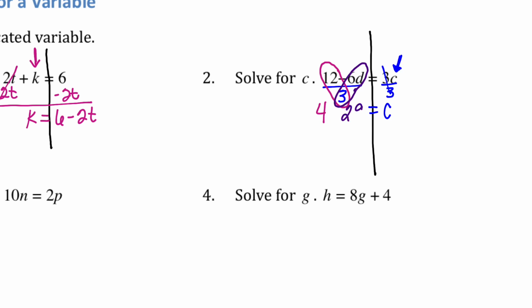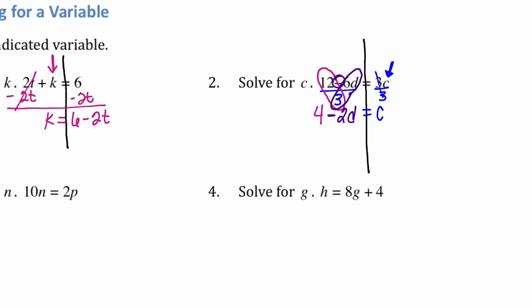And then I put a 29. That is not what I wanted. And then I'm going to keep the negative sign right there because we were dividing by a positive and that negative was there, so we can't get rid of it. So our final equation for c is going to be 4 minus 2d.